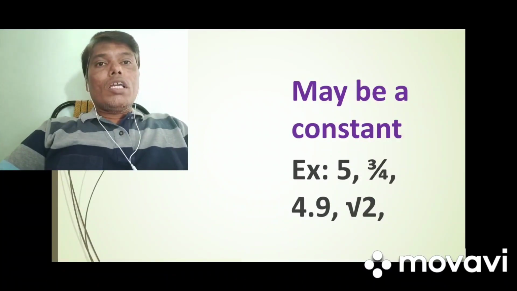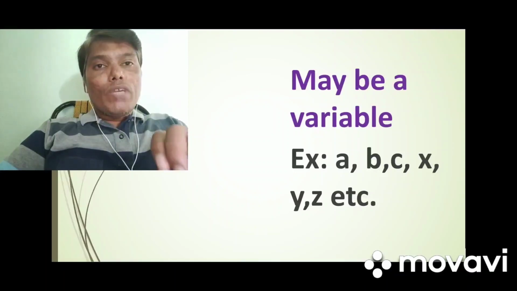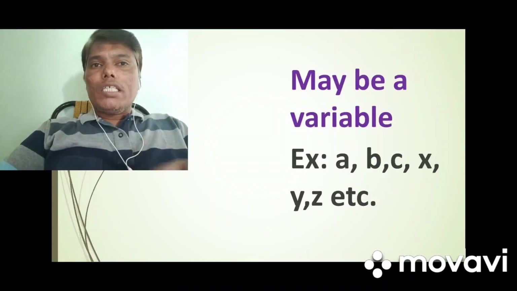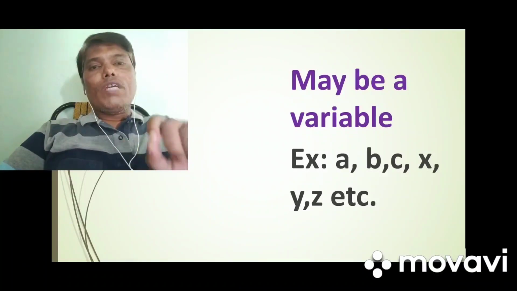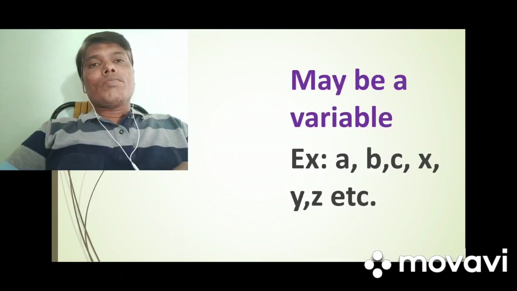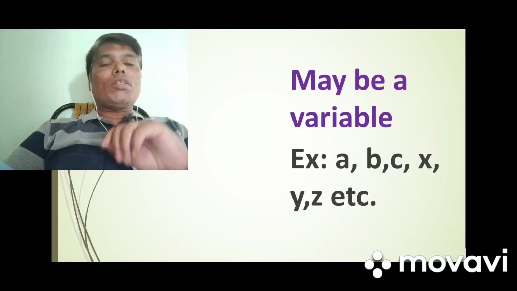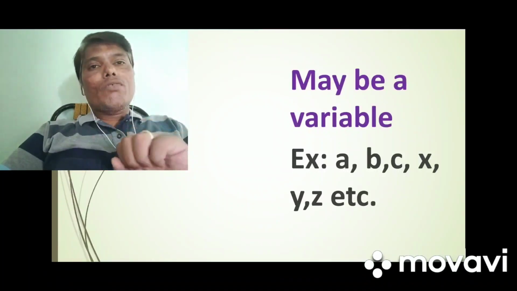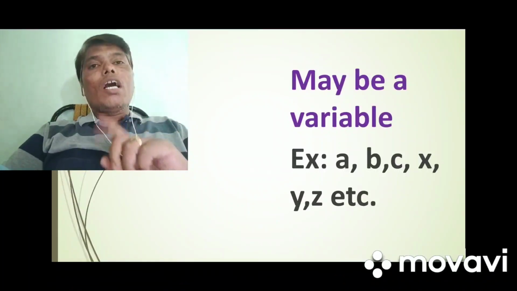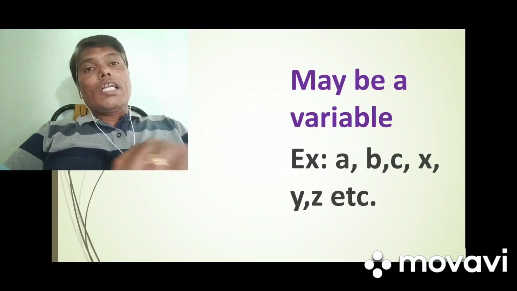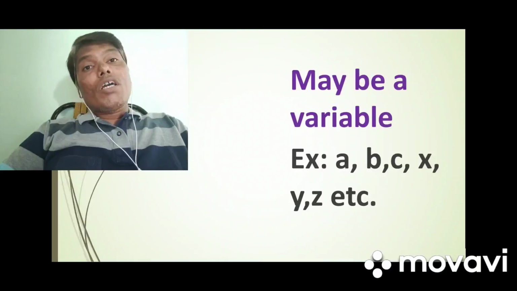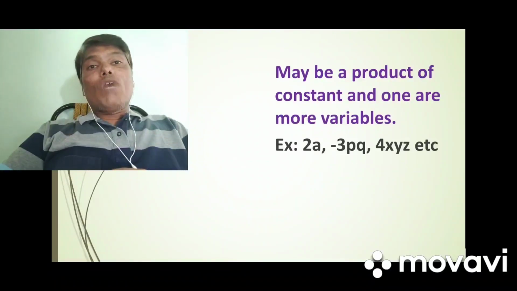Okay. A term may be a variable also. Each and every variable is a term. a is a term, b is a term, x is a term, y is a term. Each and every variable is a term. So a term may be a variable. These variables come under algebraic terms.